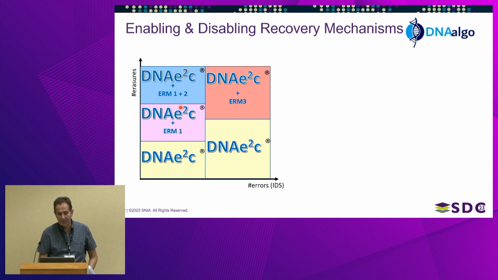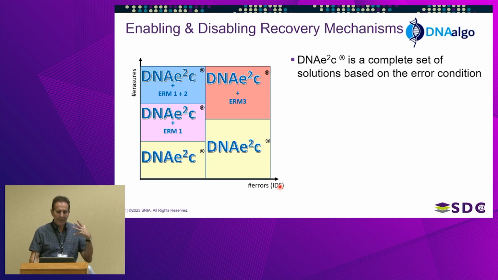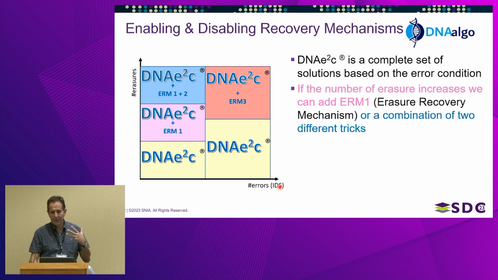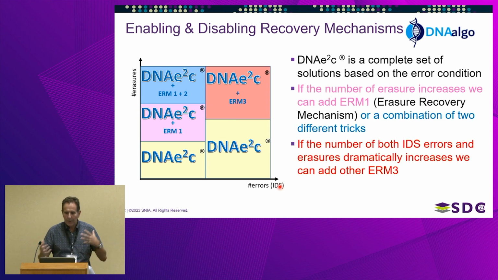And we have different sets of those. So here's implying that we'd have a second erasure recovery mechanism, and a third in the case where you have a high error rate, IDS error rate, and you have erasure errors. So what we're talking about as a platform and an approach is that you have the ability to couple a standard codec, which I say standard, our DNAe2c, with erasure recovery mechanisms, and be able to handle the cases of a high degree of erasures as well as a high degree of IDS errors.